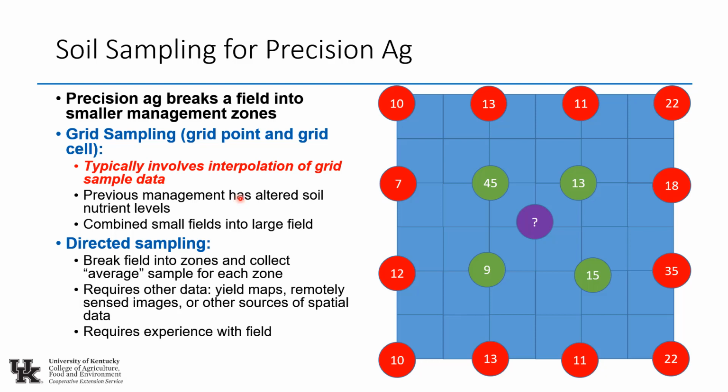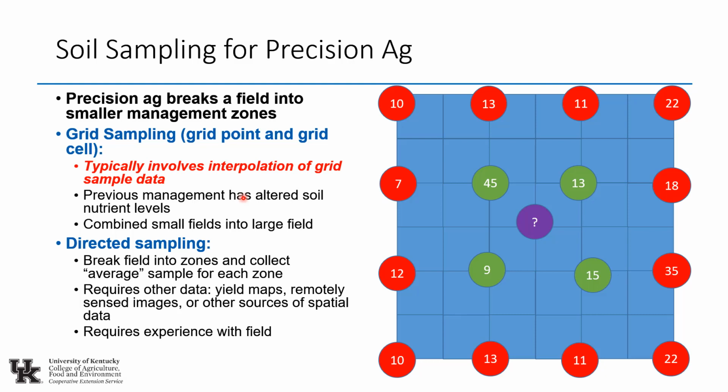Directed sampling, more commonly referred to as zone management, is directing the soil sampling to these zones and trying to get an average for the zone. When you do directed sampling, you need other data: yield maps, remote sensing images, elevation, slope, topography data, maybe soil texture from EC, apparent electrical conductivity like a Veris map. Maybe you've got some grid soil data that you can throw in here, or just web soil surveys, SURGO maps. But it also requires experience with the field.